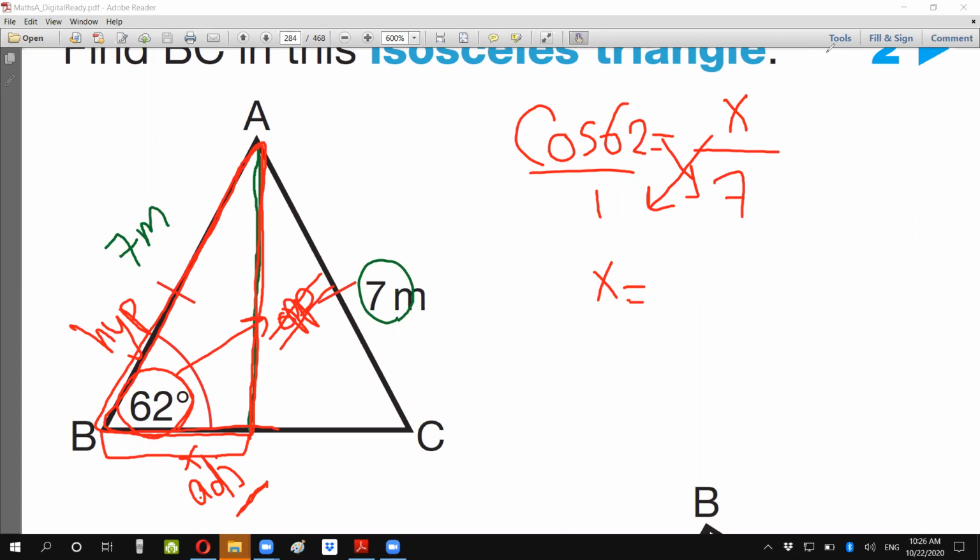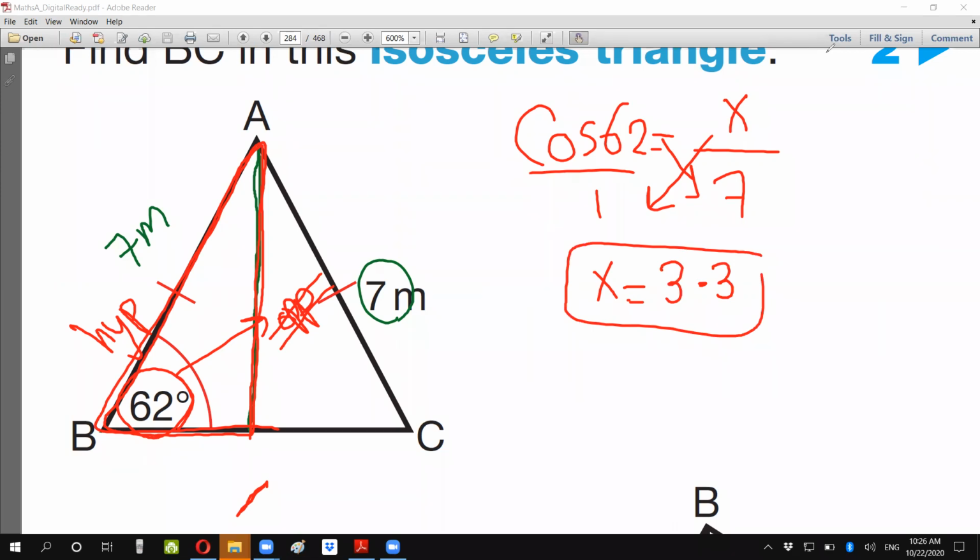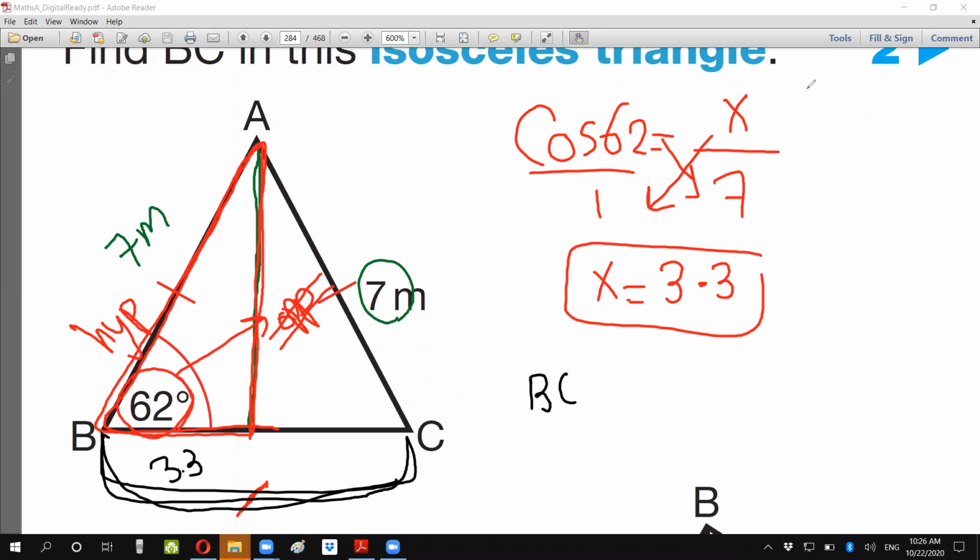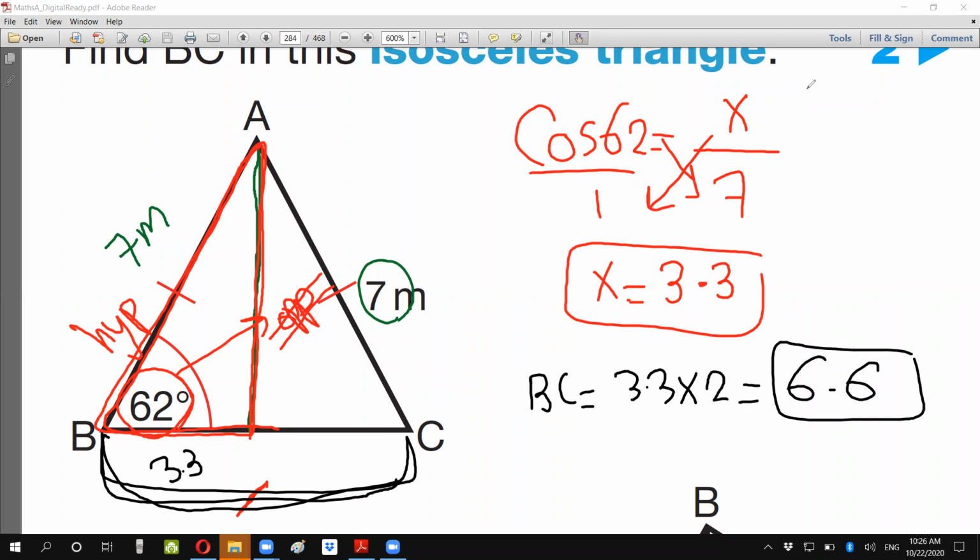Teacher, it's equal to 3.3. This is the value of x. But take care: I have the value of x as 3.3, but it's half of BC. He is asking you to find BC in total. So BC is equal to 3.3 multiplied by 2, which is 6.6. Final answer 6.6. Is it clear? Yes. All of you understand it?